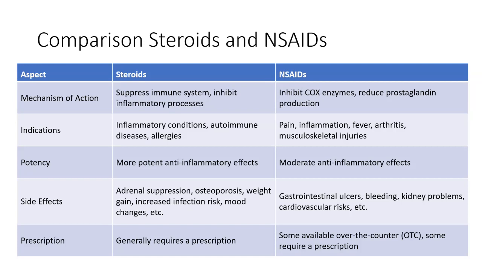Lastly, prescription requirements. Steroids generally require a prescription, while NSAIDs vary. Some are available over the counter, OTC, while others necessitate a prescription. Understanding these distinctions is crucial for healthcare providers when selecting the most appropriate treatment for patients, considering factors such as the severity of the condition, potential side effects, and individual patient characteristics.